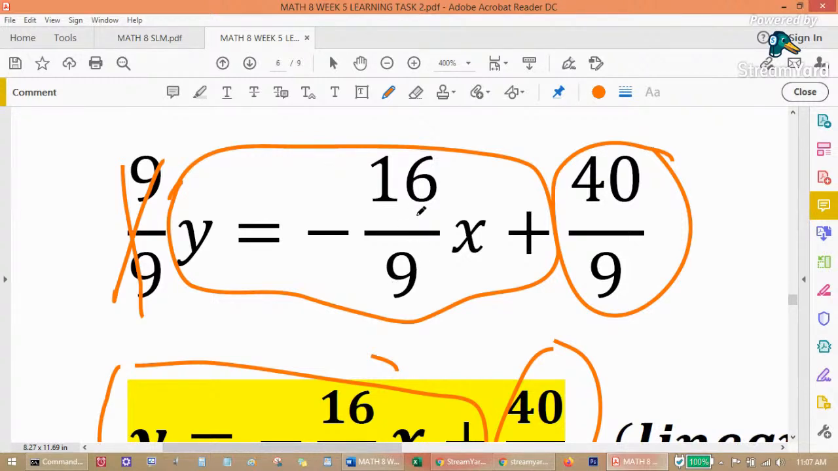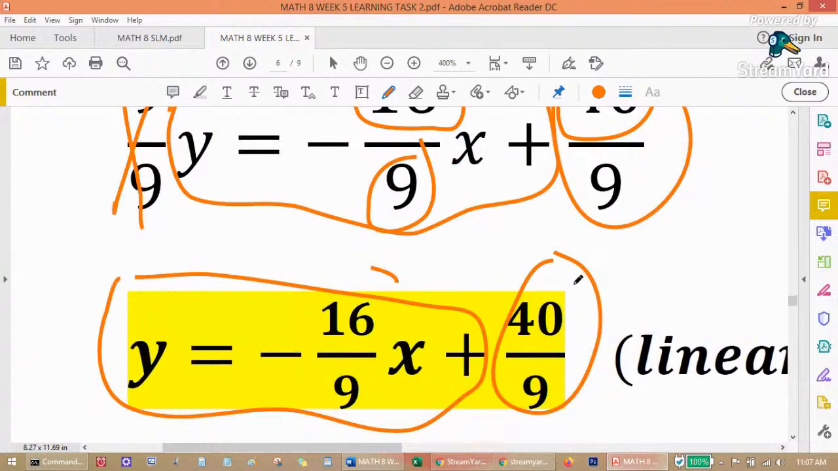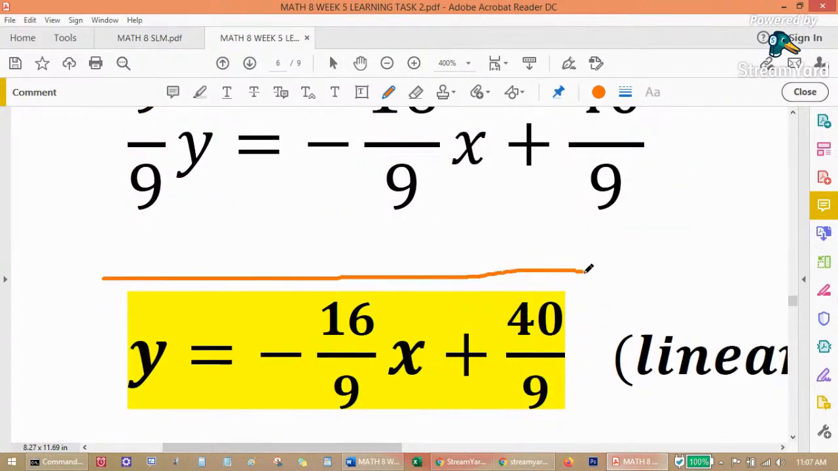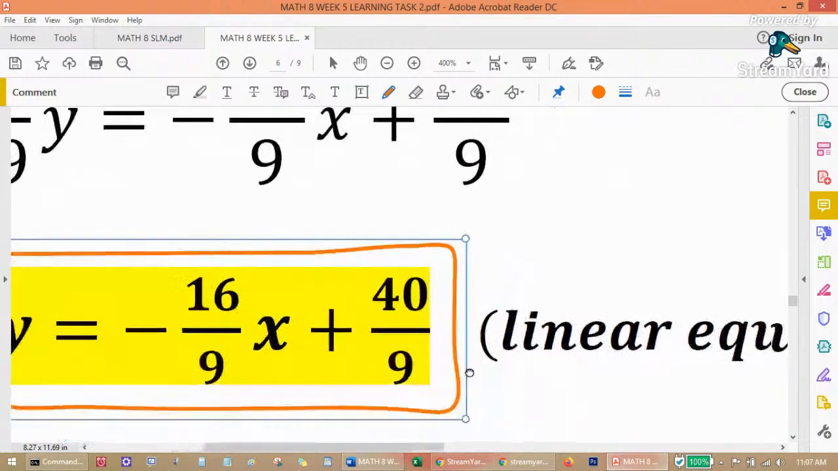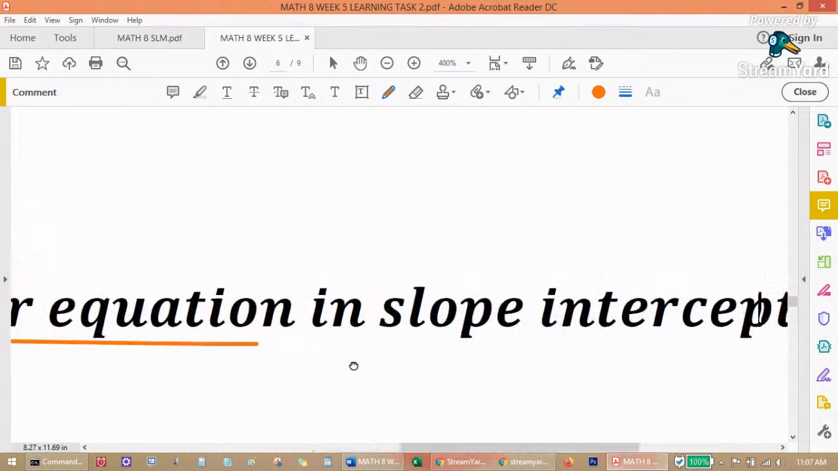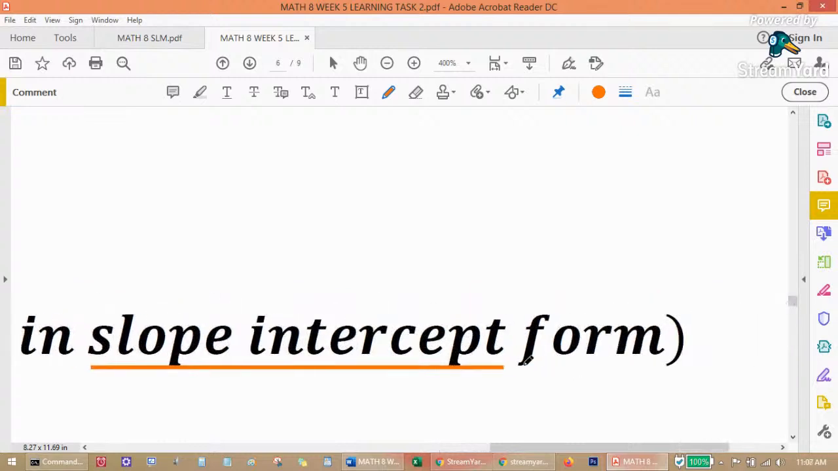So, meron ba kayo naiisip na number na pwede mag-divide sa 16 at 9? So, wala na. 1 lang ang pwede, except 1. Ganun din ang 40 over 9. Wala nang number na pwede mag-divide sa 40 at 9. Okay, so ito na ngayong 40 over 9 ang pinaka lowest term, simplest term. Therefore, ito yung equation natin.